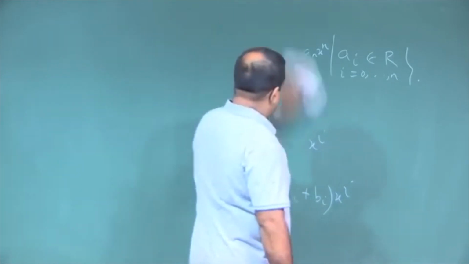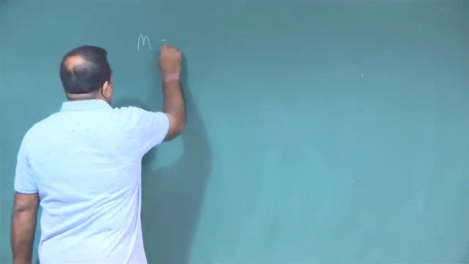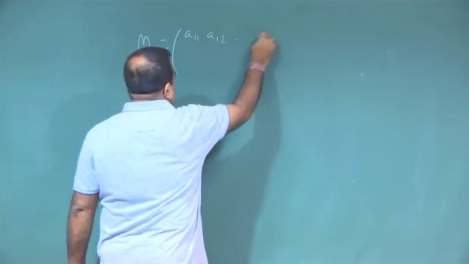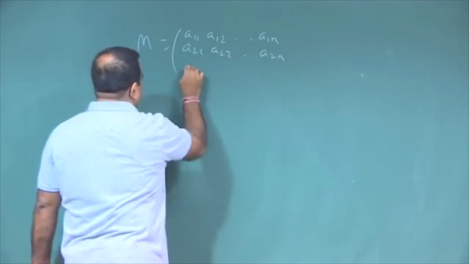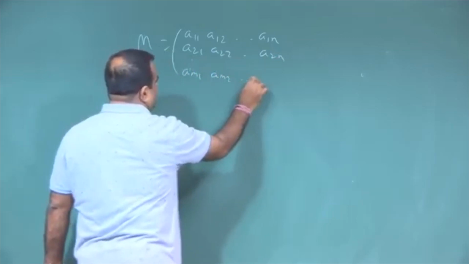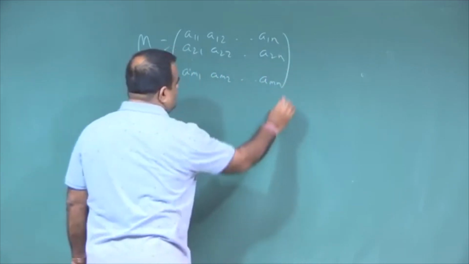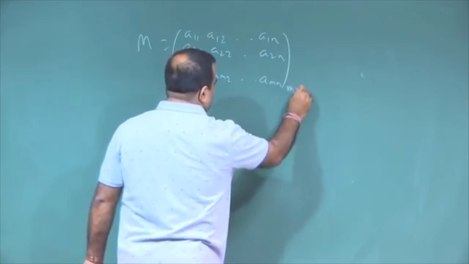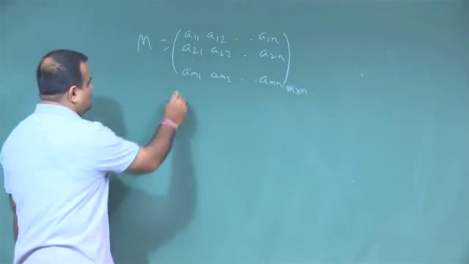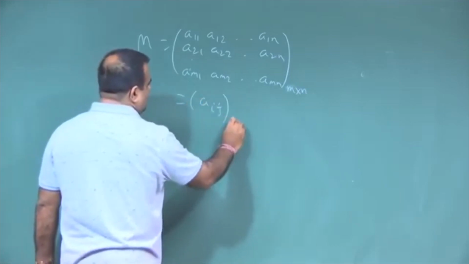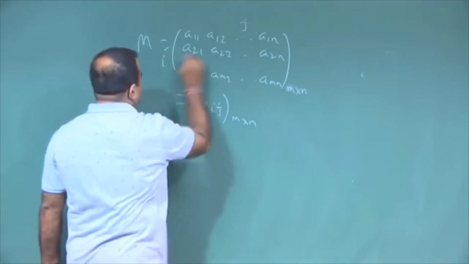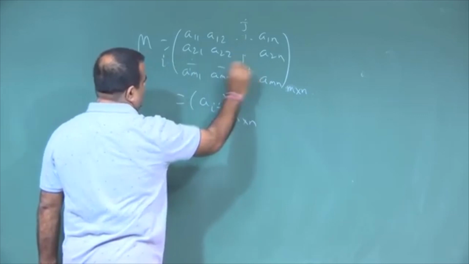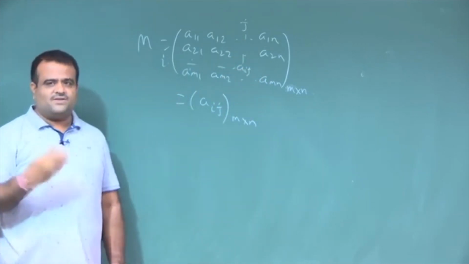We can have the set of matrices of size m cross n. So, we can have a matrix with entries A11, A12, up to A1n, A21, A22, up to A2n, and so on up to Am1, Am2, up to Amn. So, we know this is called a matrix of size m cross n. We can denote it by (Aij) of size m cross n. This is the ijth element of this matrix, the ith row, jth column, and this is Aij. This is how we define a matrix.